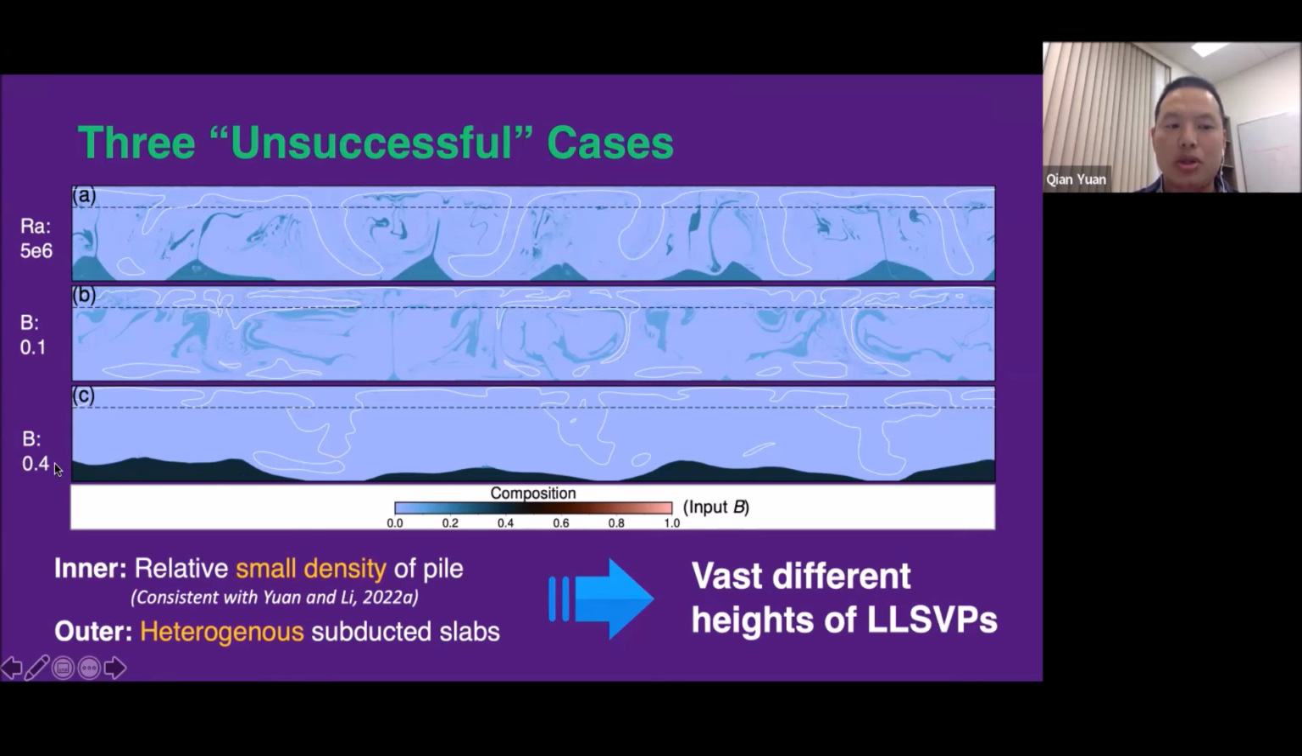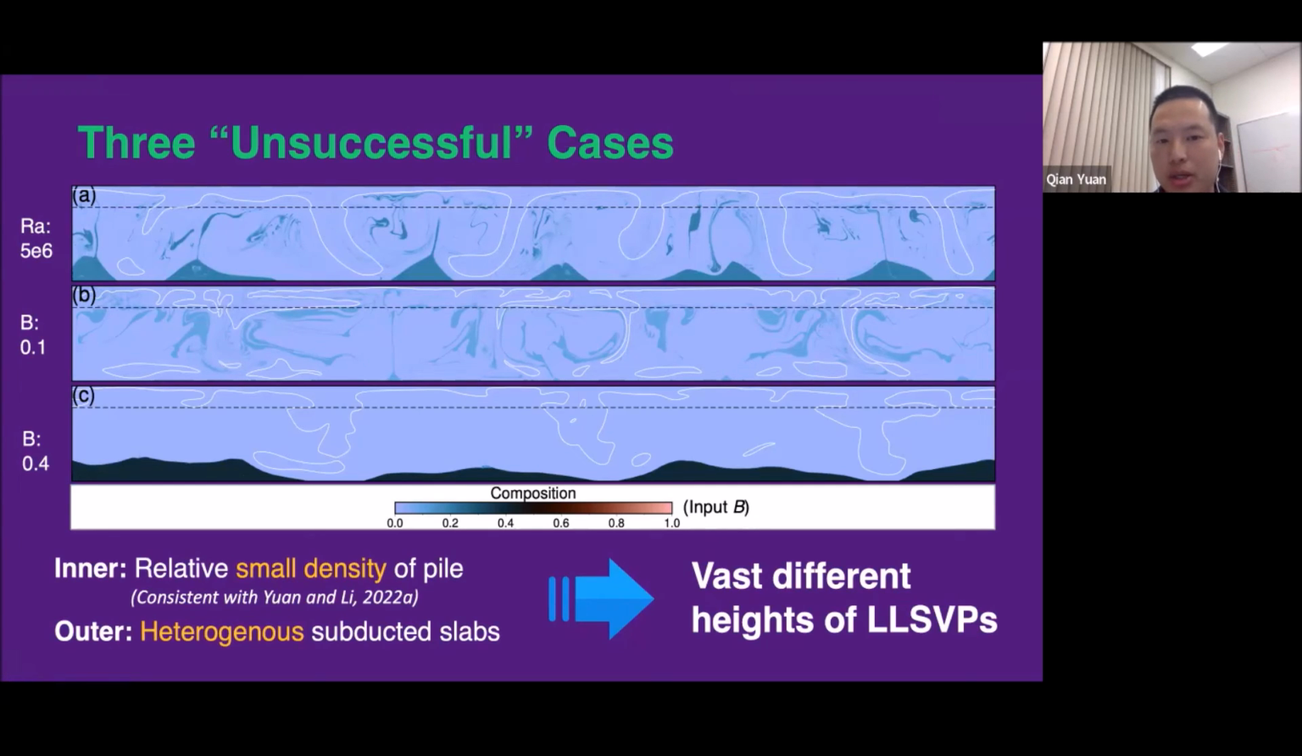In another case, we double the density of the reference case. So in this way, we can see the pile will cover the core mantle boundary almost everywhere. Although you have very strong subducted slab, cold downwellings, the separation of them is very weak and they will quickly merge together. And it also didn't form isolated piles like the LLSVPs observed. So that's why we see this is unsuccessful. That means we didn't see the phenomenon we see in the reference case.